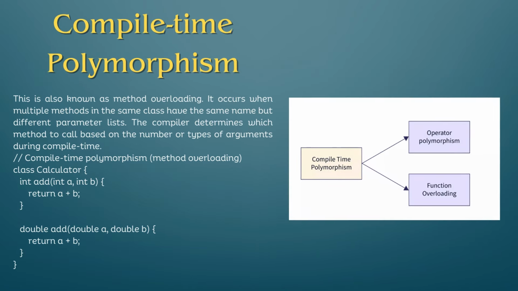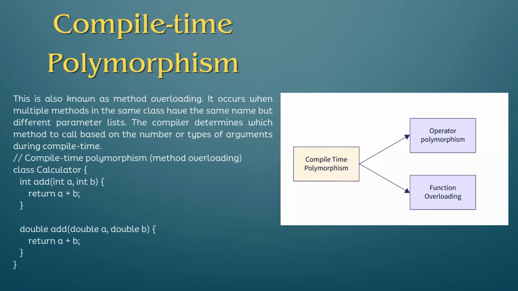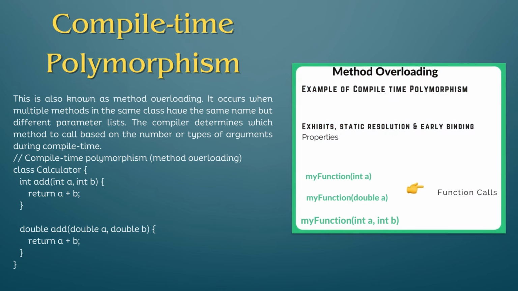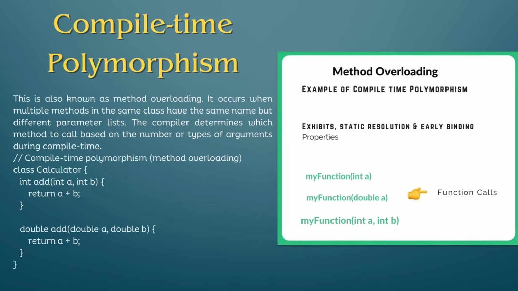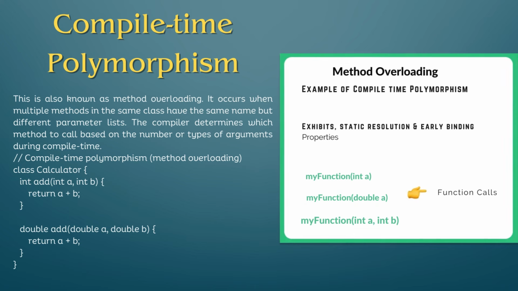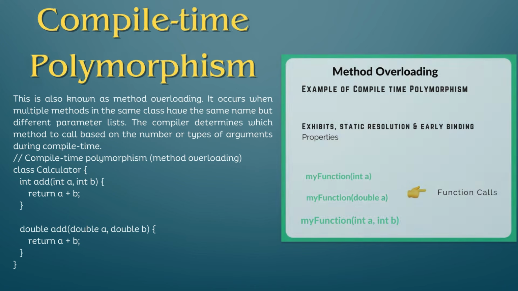Compile time polymorphism, also known as method overloading. Method overloading occurs when multiple methods share the same name but differ in parameter lists. The compiler determines which method to call based on the provided arguments during compile time.